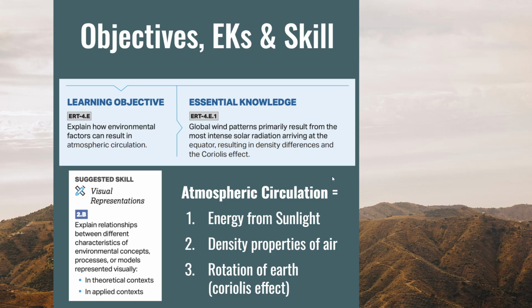Our objective for the day is to be able to explain environmental factors that result in atmospheric circulation. In order to do that, we need to understand three basic factors. Those are the intensity of energy from the sun, properties of air such as density, and the spinning of the Earth on its axis, which produces something known as the Coriolis effect. Our suggested science skill to practice today is explaining relationships between characteristics of environmental concepts or models that are represented visually.